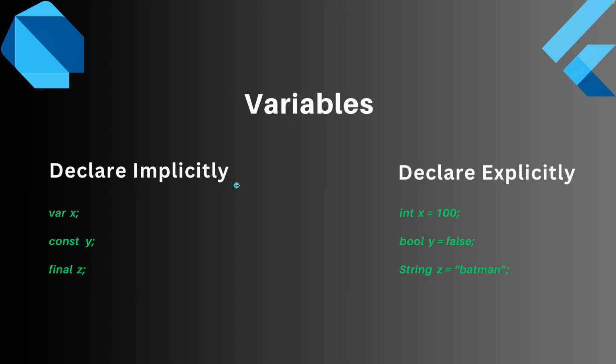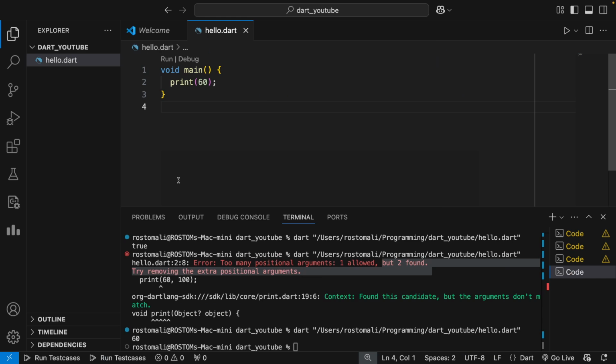There are two major ways to declare a variable in Dart. The first one is to declare a variable implicitly, and the second one is to declare a variable explicitly. I will show you how to declare a variable explicitly when we learn about data types, but let's focus on implicitly declaring a variable. There are three keywords, var, const, and final, and you can use any of them. There are some significant differences between all of them. After that you have to put a variable name and then a value.